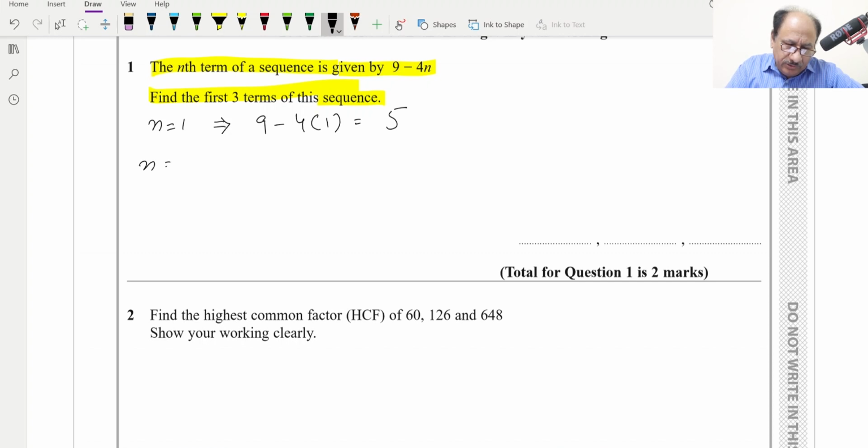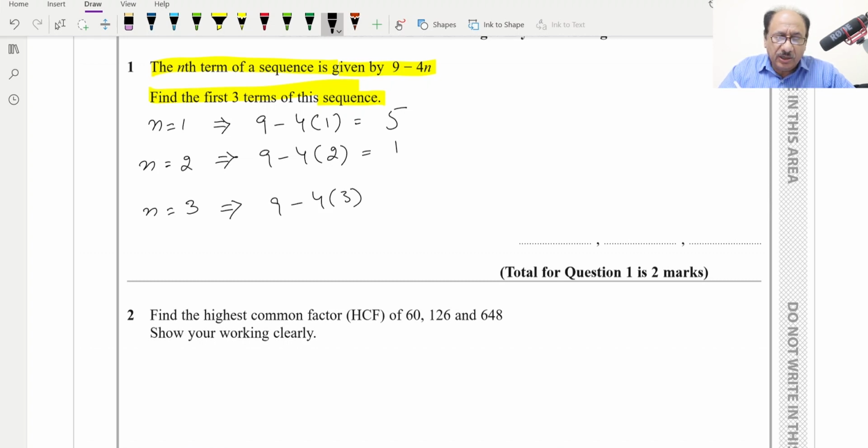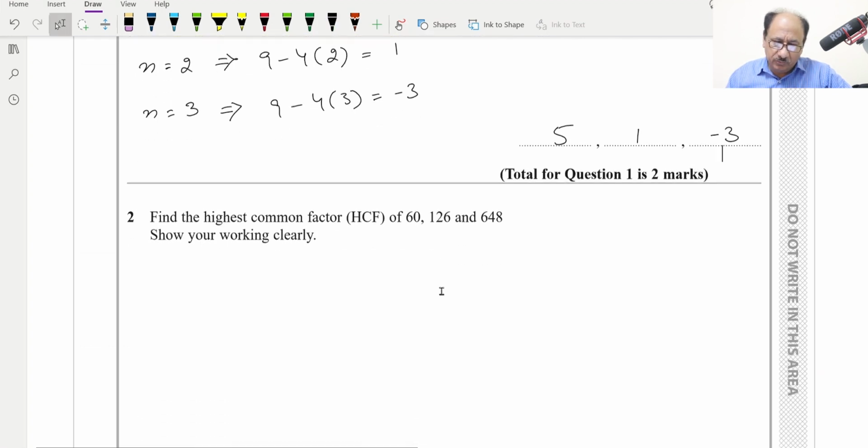And when n is equal to 2, this implies 9 minus 4 into 2. This will be equal to 9 minus 8, which will be 1. And similarly, when n is equal to 3, this implies 9 minus 4 into 3. This will be 9 minus 12, which is equal to minus 3. So these will be the required three terms.